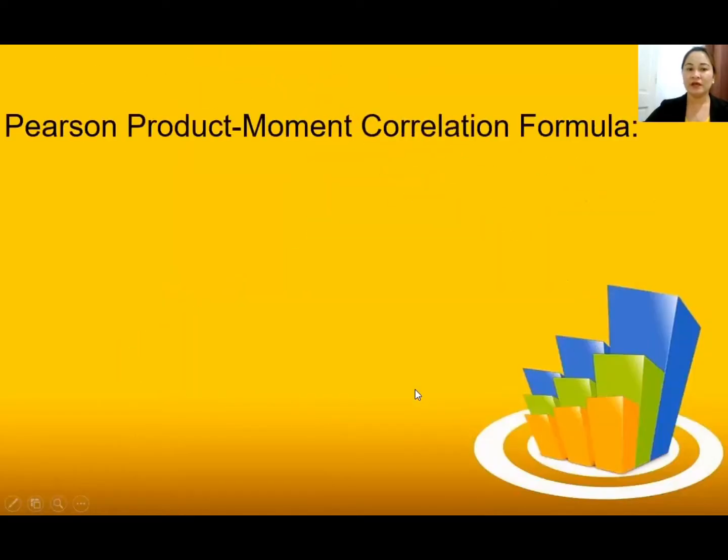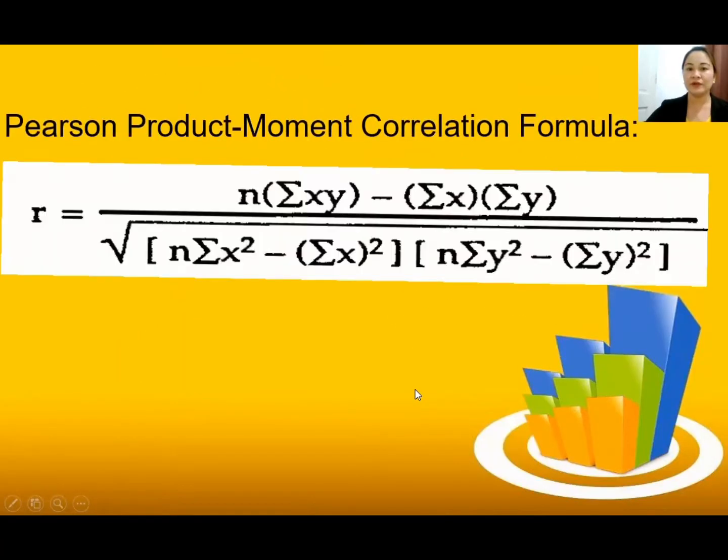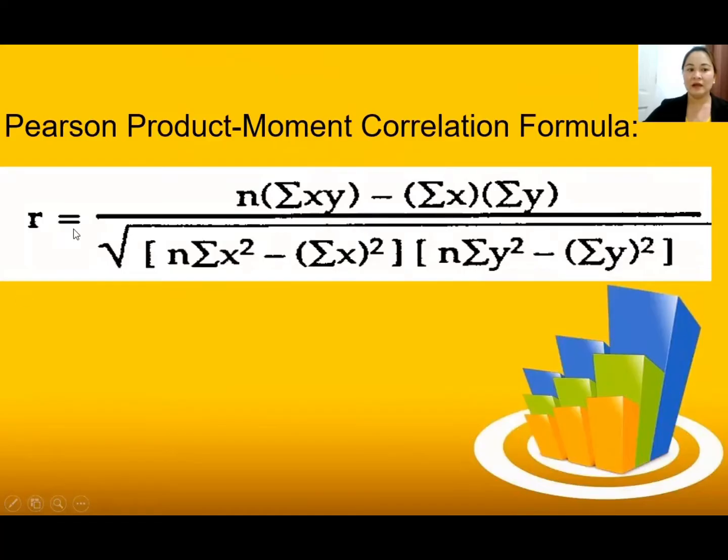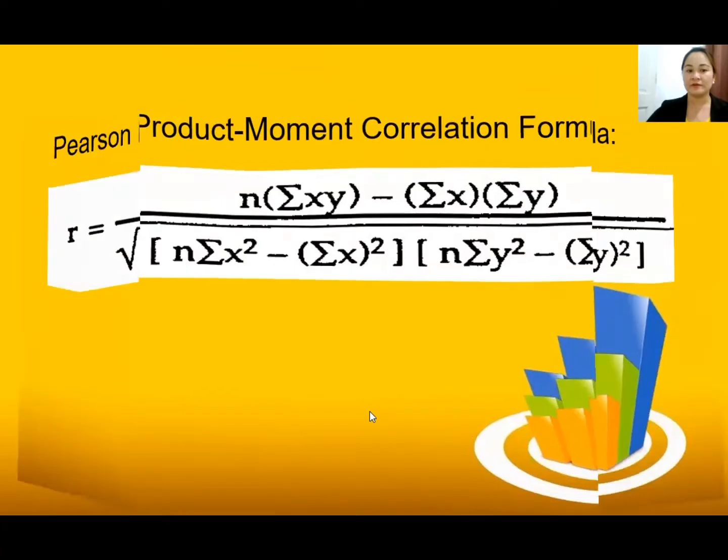So we have here the Pearson product moment correlation formula. r is equal to n times the summation of xy minus the summation of x times the summation of y, divided by the square root of the quantity n times the summation of x squared minus the quantity summation of x squared, multiplied by the quantity n times the summation of y squared minus the quantity summation of y squared.